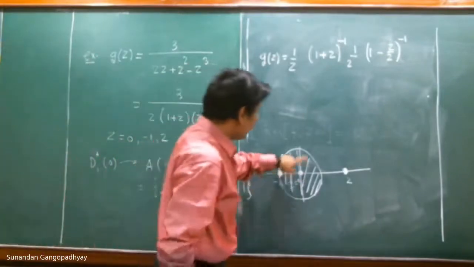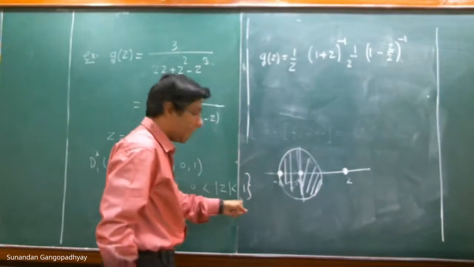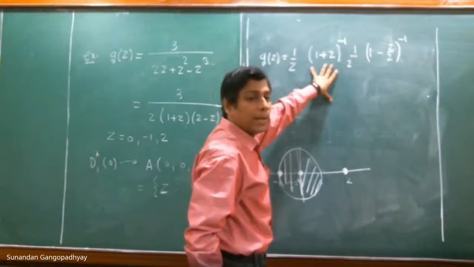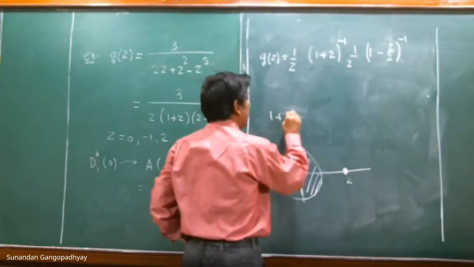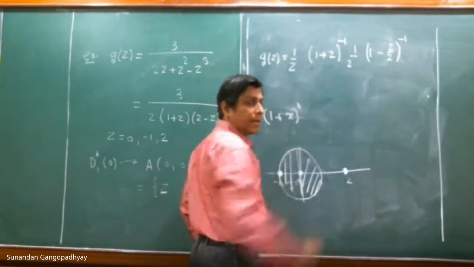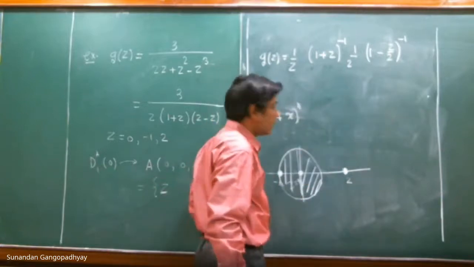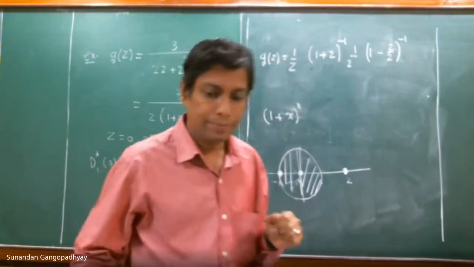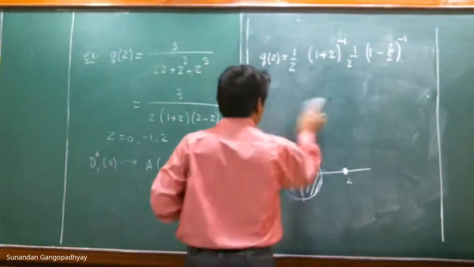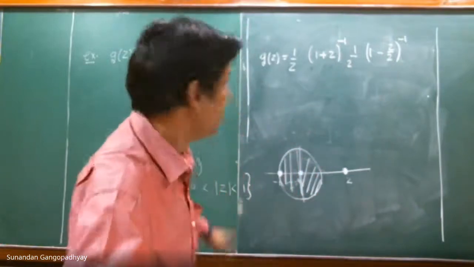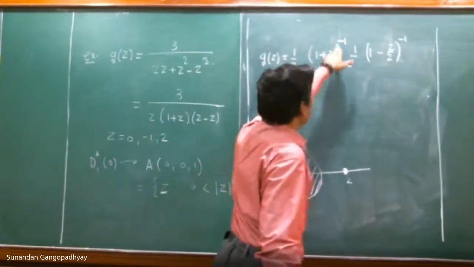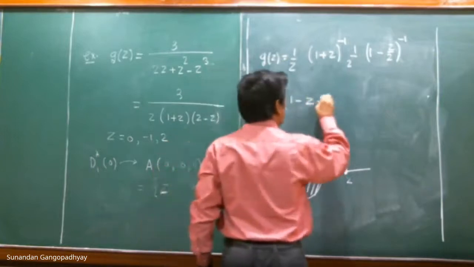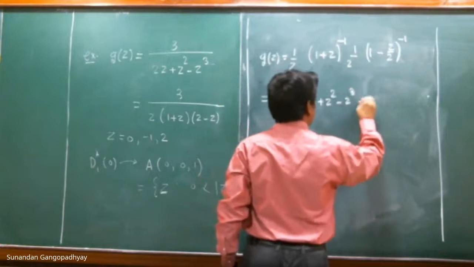See, since I want to find out the expansion of the function for mod z less than 1, therefore you can expand this. Because you know the binomial expansion of 1 plus x to the power of n, you can expand it in a power series using the binomial theorem. If mod of x is less than 1, then only the expansion is valid. So here, since mod z is less than 1 in this region, you can expand 1 plus z whole to the power of -1, and this will be 1 by z, times 1 minus z plus z square minus z cube.